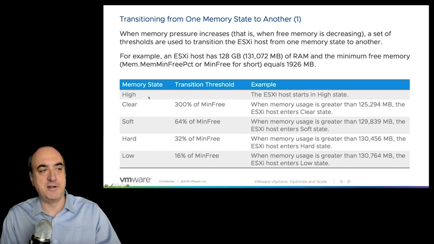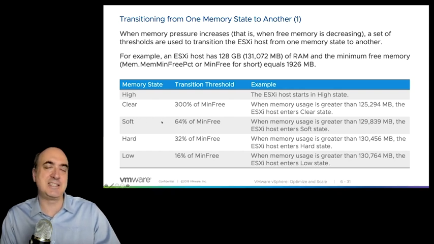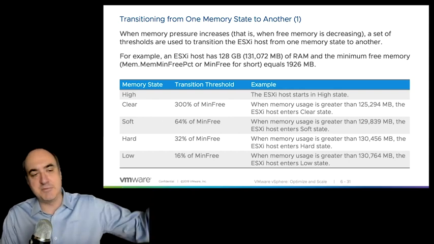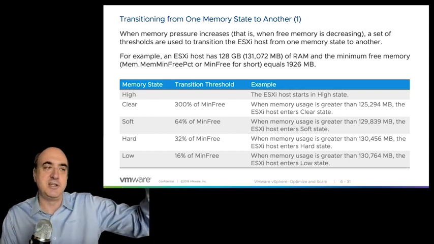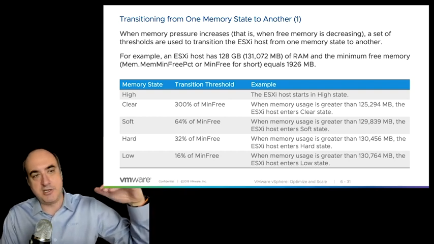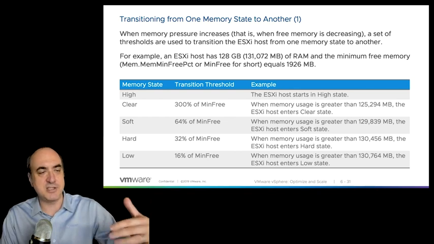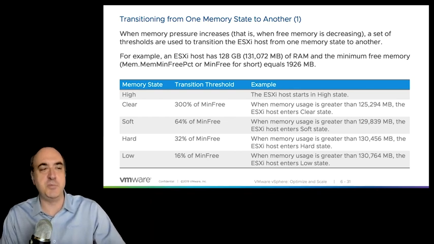But if the more aggressive breaking pages up and looking for page sharing opportunities is not sufficient, and the system starts having more memory being dropped again, now we're dropping below 64% of min-free. So now we're actually less than min-free. So min-free is this threshold here. We are 3 times the value when we transition from high to clear. And then if we drop below 64% of min-free, basically we're running just about 2/3 of the value of min-free.